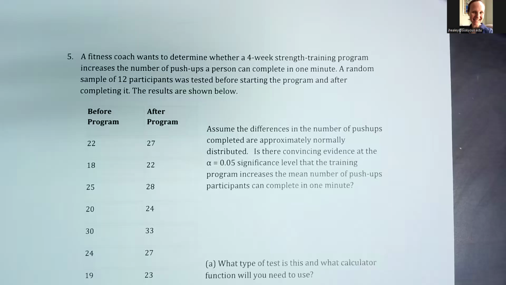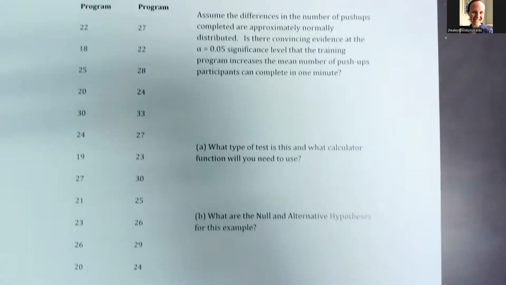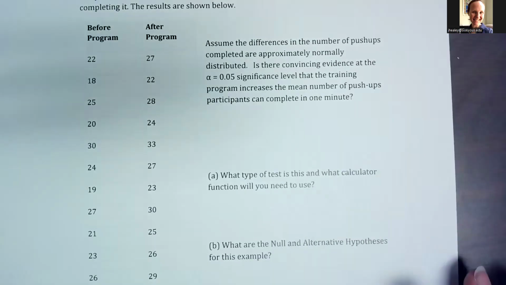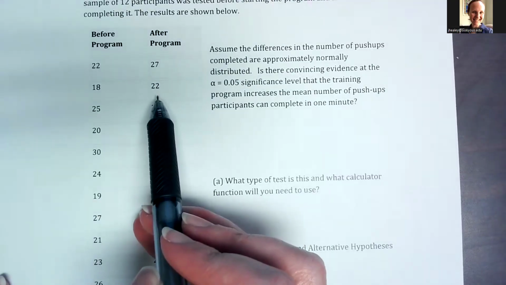A fitness coach wants to determine whether a 4-week strength training program increases the number of push-ups a person can complete in 1 minute. A random sample of 12 participants was tested before starting the program and after completing it, and the results are shown below. So we can see that we've got 12 numbers listed here in pairs, and so I've got a before and an after for each person.